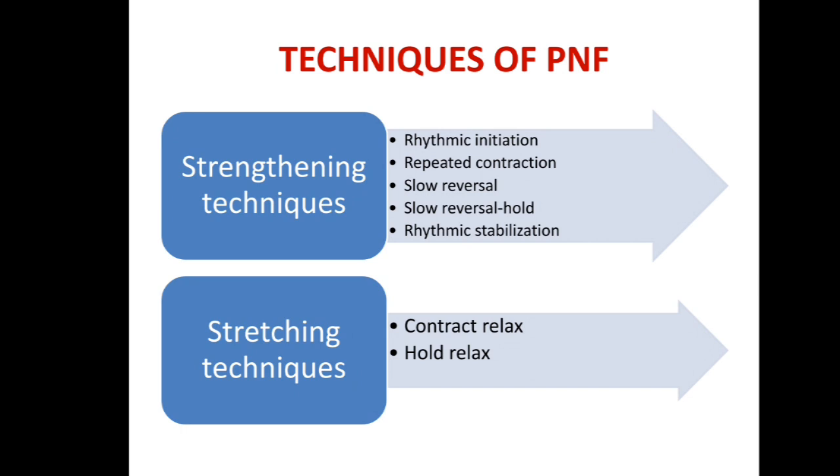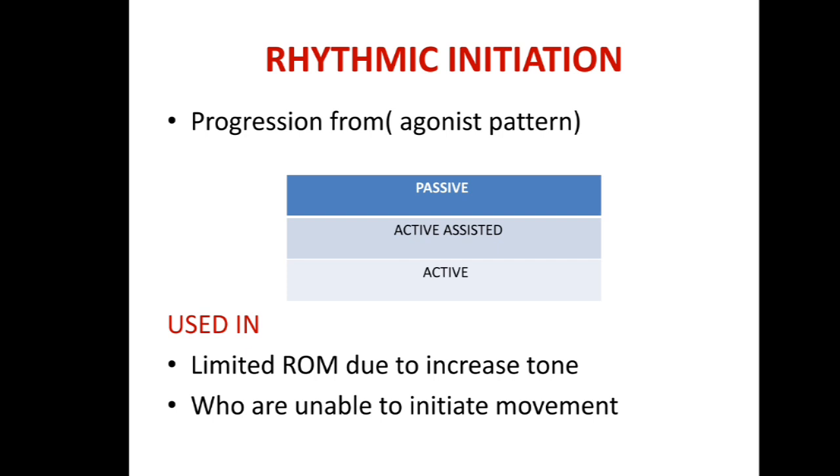So today we'll discuss the techniques of proprioceptive neuromuscular facilitation. There are strengthening techniques as well as stretching techniques. Strengthening techniques include rhythmic initiation, repeated contraction, slow reversal, slow reversal hold and rhythmic stabilization. And contract relax and hold relax are included under stretching techniques. So first we have rhythmic initiation.